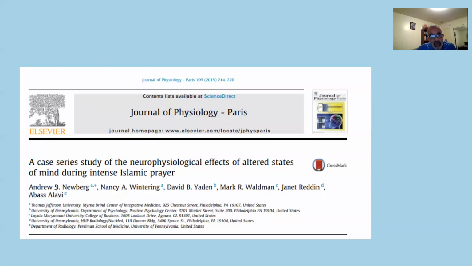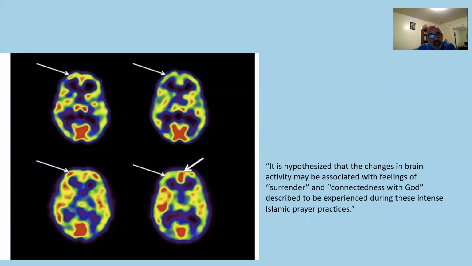And Professor Newberg actually did a case series of the neurophysiological effects of altered states of mind during intense Islamic prayer, during our salah. So he studied now specifically Muslims in their prayer. And very interestingly, he found, this is one patient here, this is a second patient here, and we're just going to focus on this finding in the frontal lobe. Here's the baseline scan where the person is just relaxed. And here, when they are intense and deep in their salah, you notice that the red here goes away.